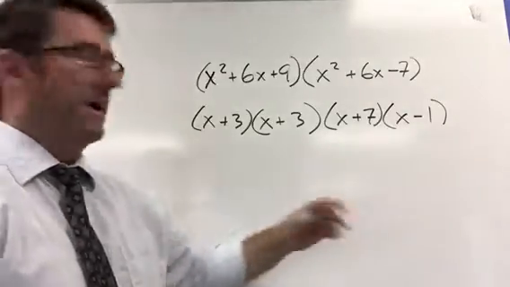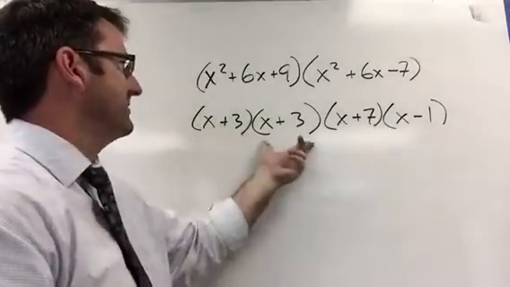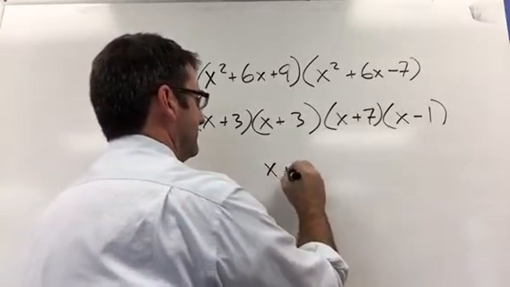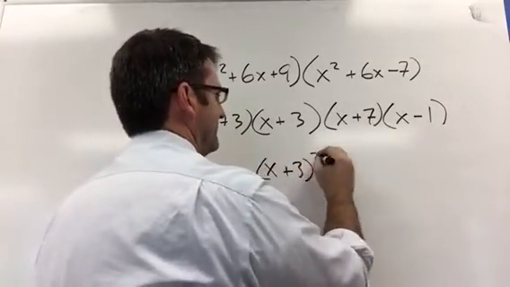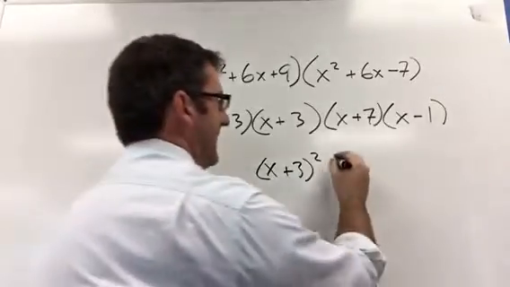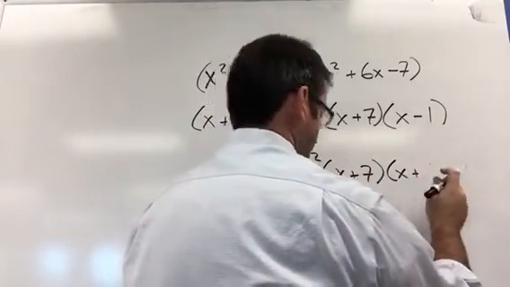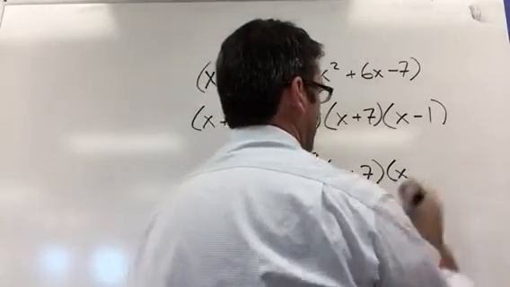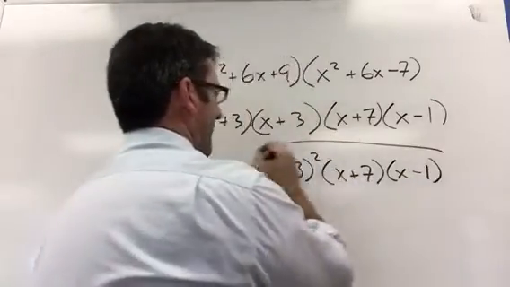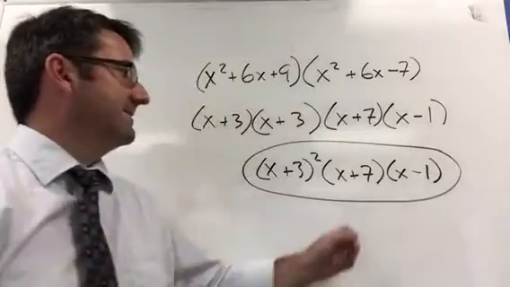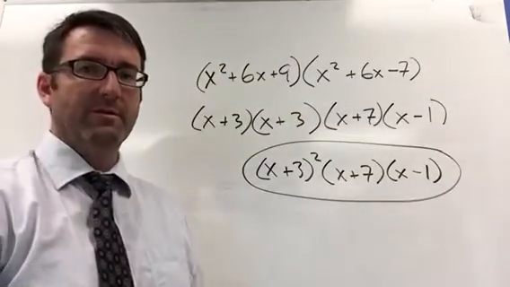All right, and so notice we've got x plus 3 and x plus 3. That's just x plus 3 squared, and so we can write this like that, times x plus 7 times x minus 1. And that's our answer. That is our original polynomial fully factored.